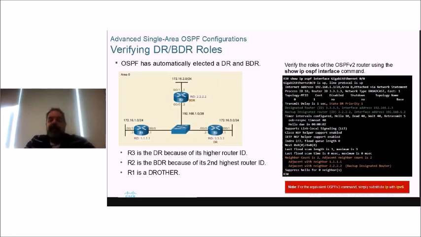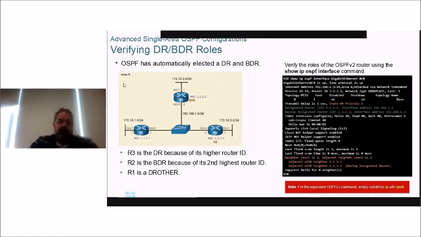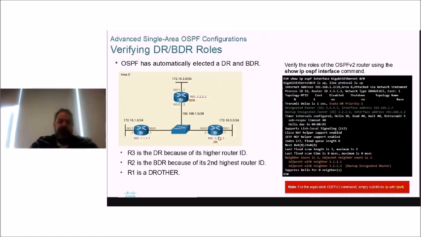OSPF will automatically elect a DR and BDR on a multi-access network, and so you can of course look up the settings to see what has happened. According to this diagram here, R3 is the DR, R2 is the BDR, and R1 is the DROther. There are several ways that this election occurs, and we will go into more depth in the coming slides.